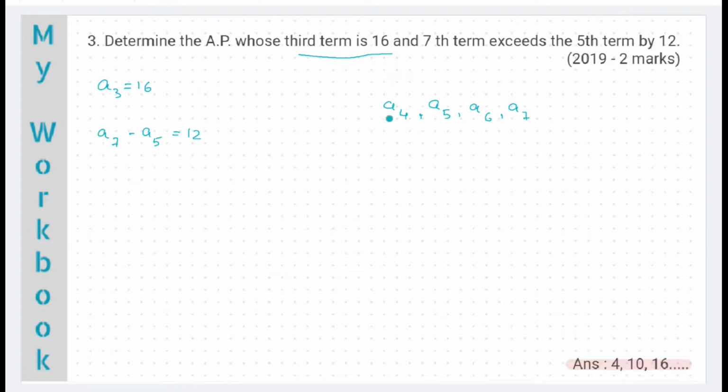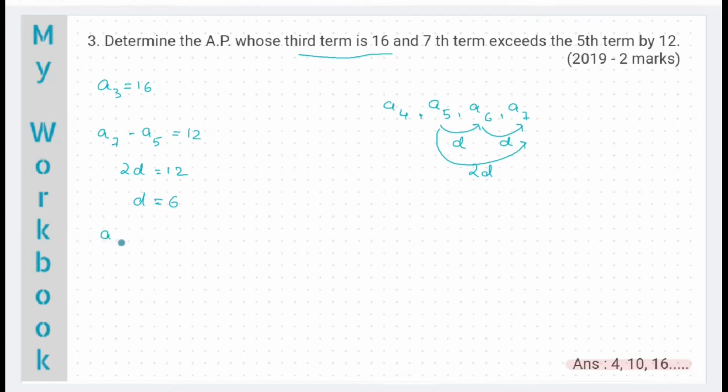Now, if this is a part of the arithmetic progression, we have fourth, fifth, sixth, and seventh term here. We know that the difference between fifth and sixth term is D. Again, between sixth and seventh term, it is D. Because between any two successive terms, it is D. It's given that the difference between the seventh and the fifth term is 12. So it will be 2D. So twice the common difference is 12. Hence the difference is 6.